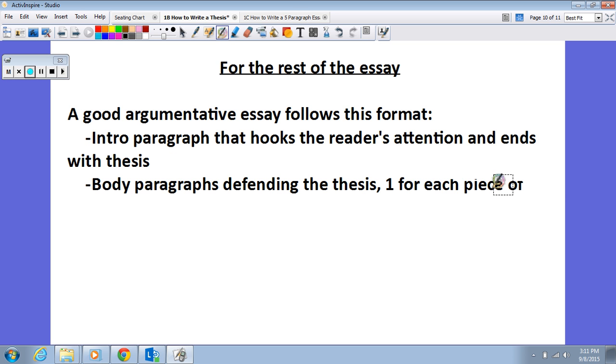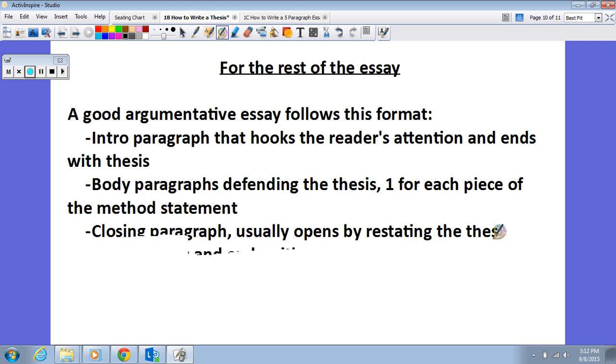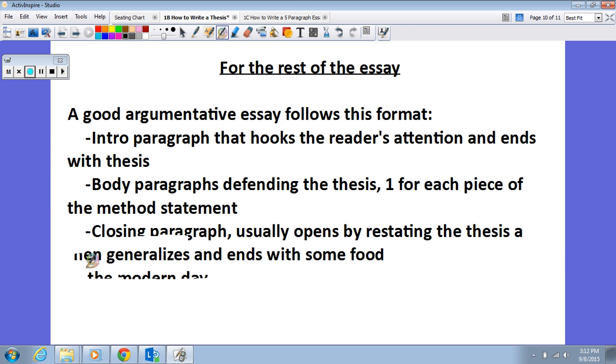And then you're going to have body paragraphs defending the thesis, one for each piece of the method statement. So if I list 4 reasons to defend my answer in the thesis statement, I'm going to have 4 body paragraphs. If I have 2 reasons, I'm going to have 2 body paragraphs. And then we have a closing paragraph, which usually is going to open by restating the thesis and then generalizes and ends with some food for thought for the reader to walk off with. That part we'll get to some other day. For now, it's restating the thesis.